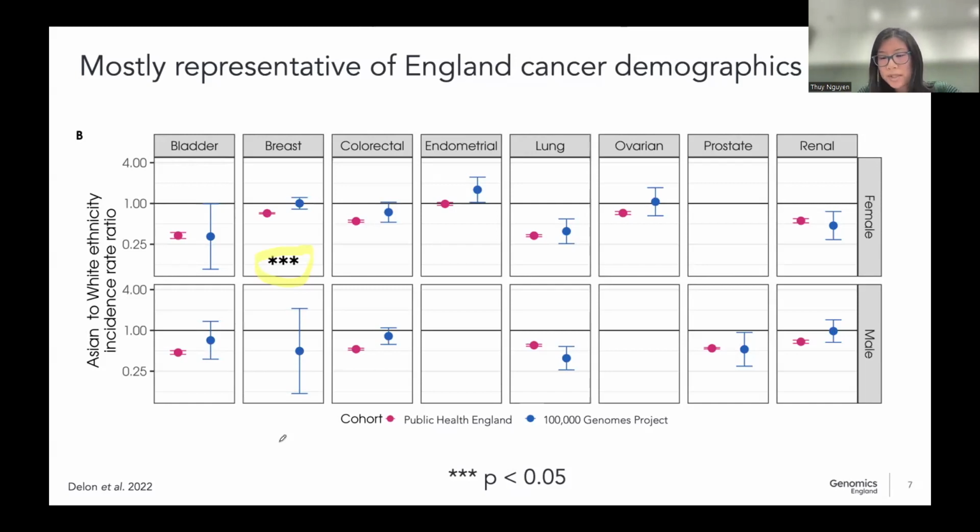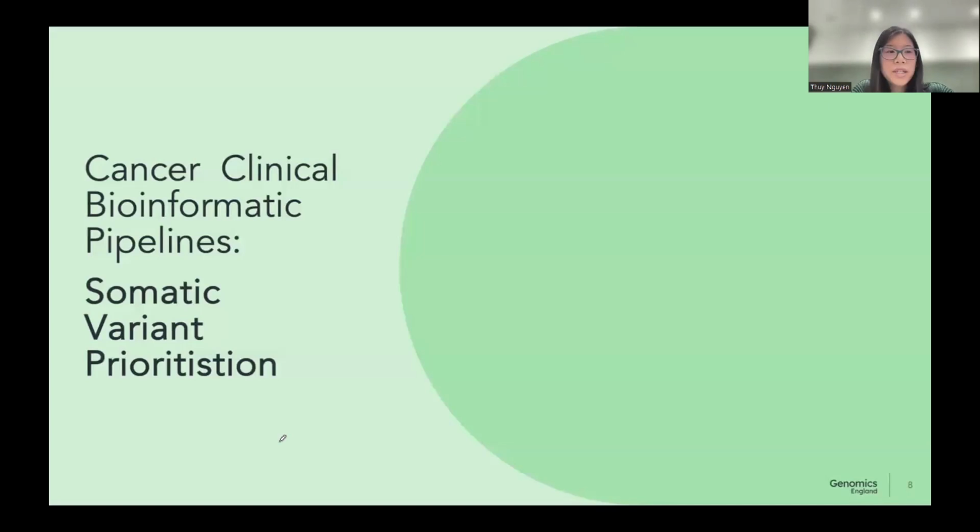For the cohort composition itself, we're going to move on to the clinical pipelines themselves. So the basic workflow of the 100,000 Genomes Project was that patients would have their whole genome sequencing, and the genetic variants would be put through this bioinformatic pipeline that would pick out the variants that would be of most clinical use and prioritize them, and send them in a report to the clinicians that would be later reviewed and used in patient care. So we'll start off with the somatic variant prioritization pipelines first.